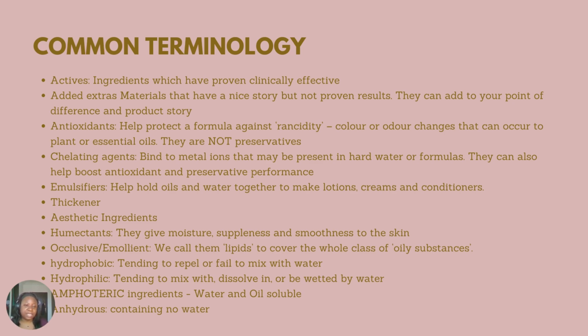We also have humectants. They give moisture, suppleness, and smoothness to the skin. So an example of a humectant is aloe vera gel, propanediol 1,3. We also have sodium lactate, glycerin. Those are examples of humectants. They help to draw moisture from the environment to your skin, so it gives you a fresh, supple skin.